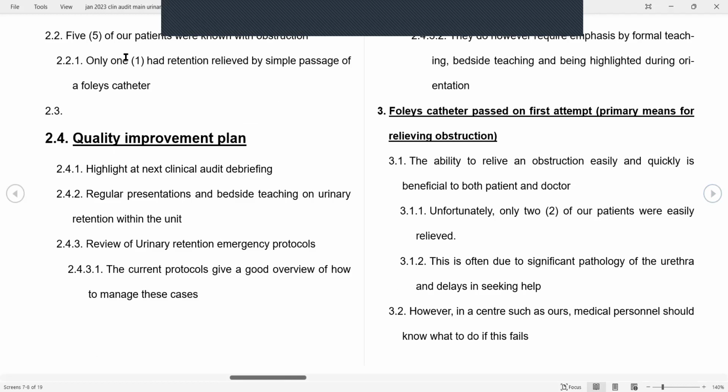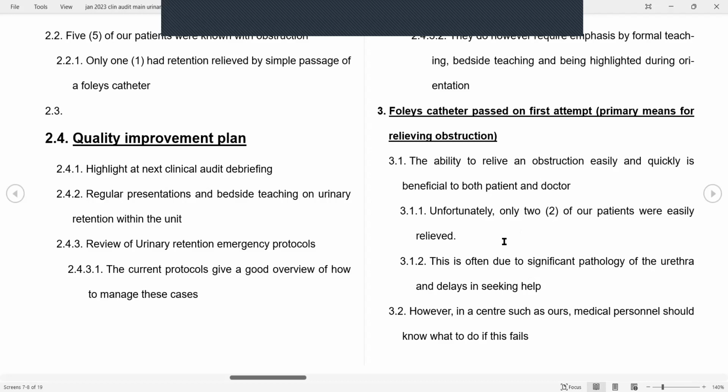Like in our case, we had 5 patients who were known with obstruction, and only 1 had retention relieved by simple passage of a Foley's catheter. So that's 20%. In our very limited cohort, you could draw the conclusion that 80% required a dilation. So the Foley's catheter passed on the first attempt was the primary means for relieving obstruction in only a few. In a younger patient, you would expect this to happen. In elderly patients, those with chronic obstructions, you wouldn't expect it to happen. In our case, we only had 2 of our patients that were easily relieved.